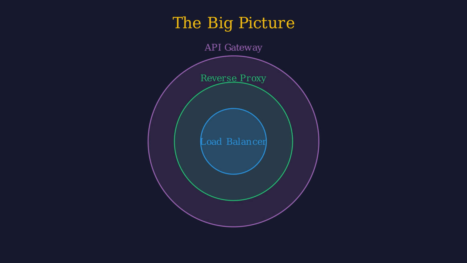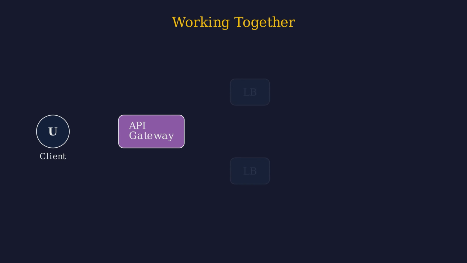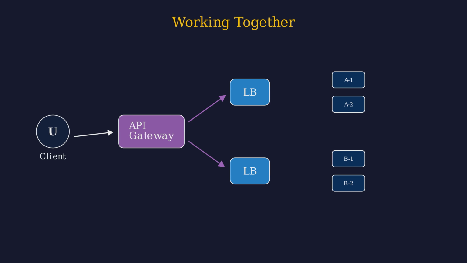So let's bring this all together. These three components exist on a spectrum of functionality. A load balancer focuses on distributing traffic across servers for performance and reliability. A reverse proxy adds abstraction, security, and optimization features like SSL and caching. An API gateway goes even further, adding API-specific features like authentication, rate limiting, and request orchestration. In many cases, you might use multiple components together. You could have an API gateway handling authentication and routing, with load balancers behind it distributing traffic across your microservices.